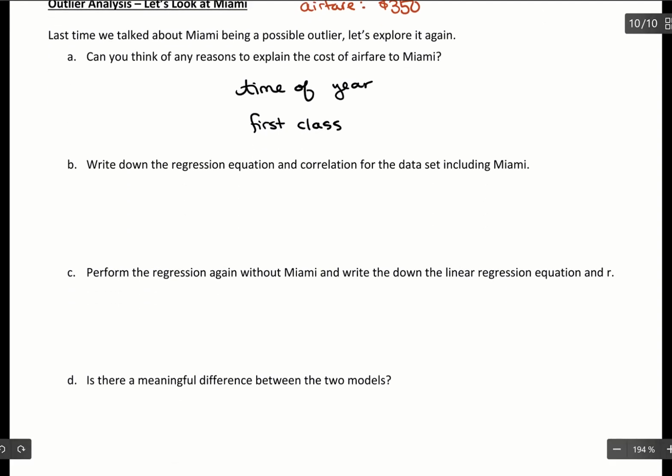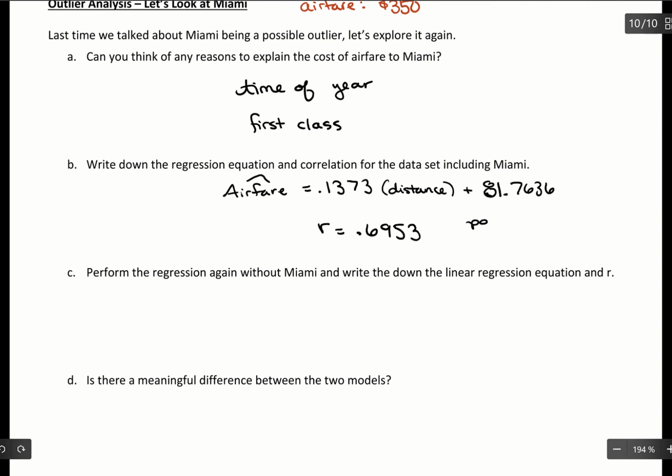Now, if we write down our regression equation and correlation with Miami in the data set, what we had was an equation for airfare that was 0.1373 times distance plus 81.7636. And we had correlation of 0.6953, which told us that it was positive and moderate. Now, what we want to do to see if this is an outlier is we want to remove Miami from our data set. And what we'd want to see is, does it change our strength in our correlation? Does it drastically change our equation of prediction? So let's go back to our data set and take out Miami.